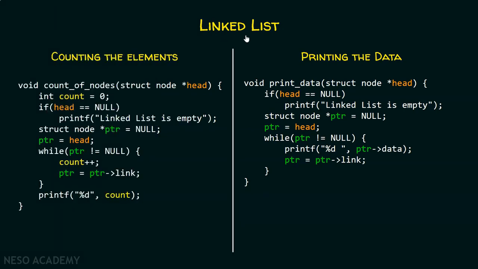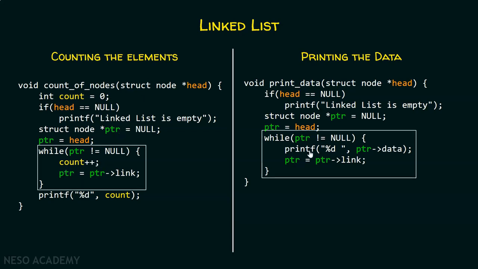Here you can see in case of linked list, these are the two codes I have taken. One is counting the elements and the other one is printing the data. Both of them are applications of traversing the list. Here you can see this while loop and this while loop. They are the most important part of the code because these two are doing the work of traversing the list.